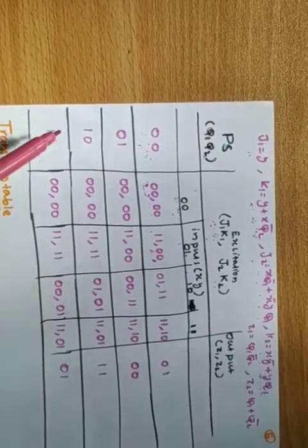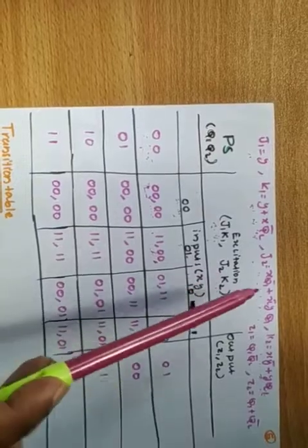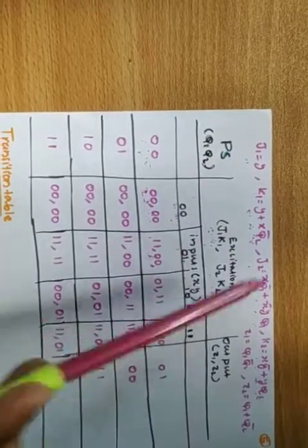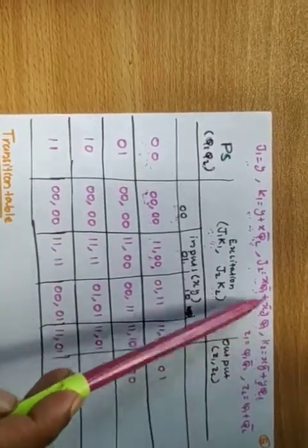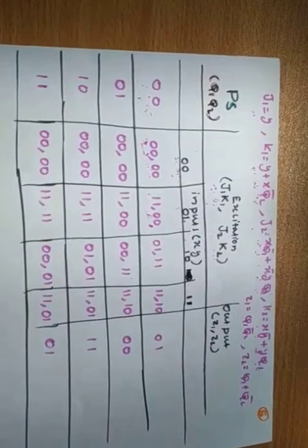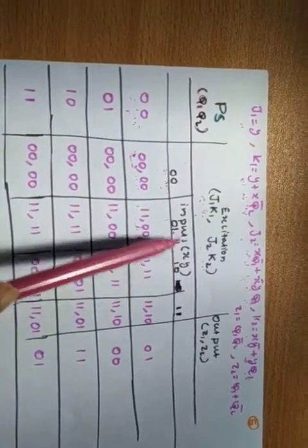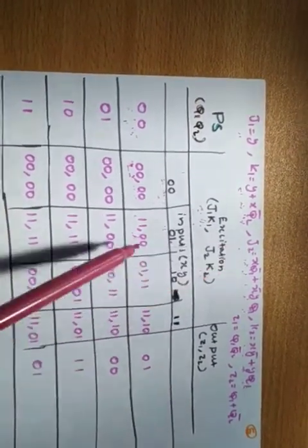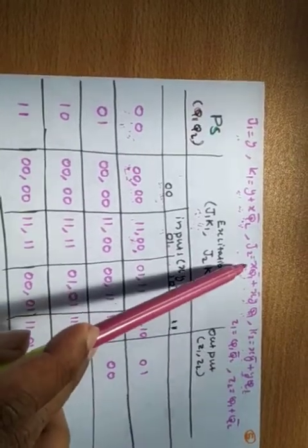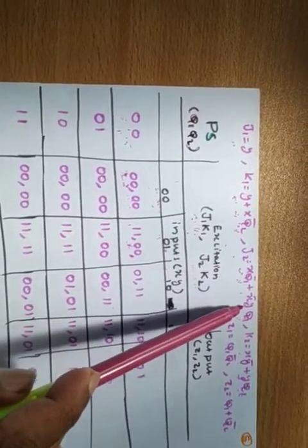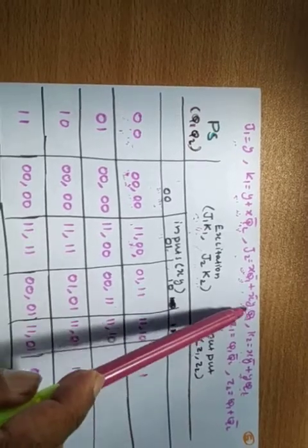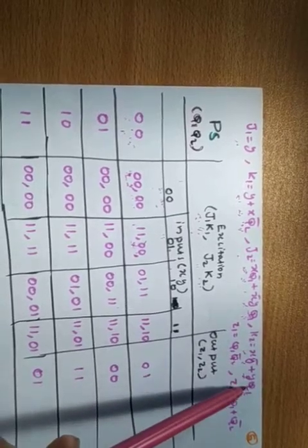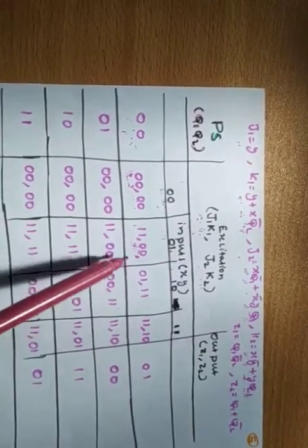So 1, 1. Now J2, K2. What is J2? X Q1 bar plus X bar Y Q1. Here X is 0, so this term is 0. Q1 is 0, so this term is 0. 0 plus 0 is 0. So J2 is 0. Why 0? X is 0, so this term is 0, and Q1 is 0, so this term is 0. What is K2? K2 is X Y bar plus Y Q1. X is 0, so this term is 0. Q1 is 0, so this term is 0. So that's why it is 0, 0.